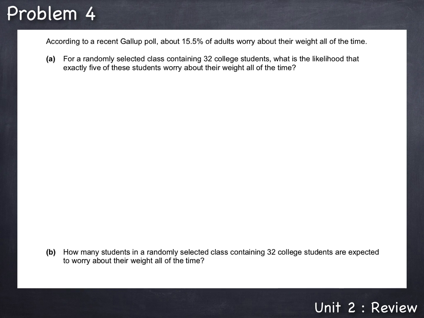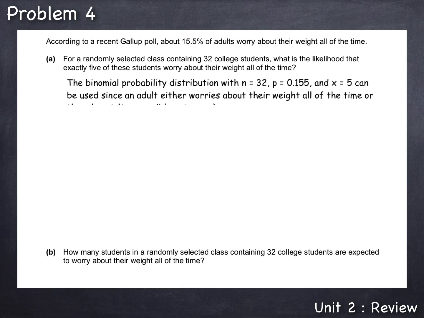So to answer this question of what is the likelihood, we're essentially calculating the probability. And of all the ways we've learned to calculate probabilities, the one we could use here is the binomial probability distribution. The binomial probability distribution can be used since an adult either worries about their weight all of the time or they don't. That is, there's just 2 possible outcomes here.